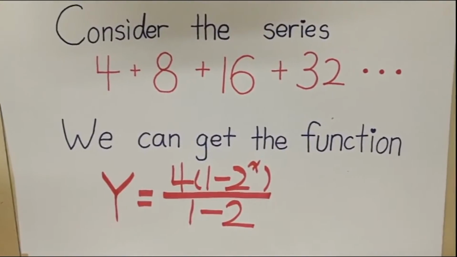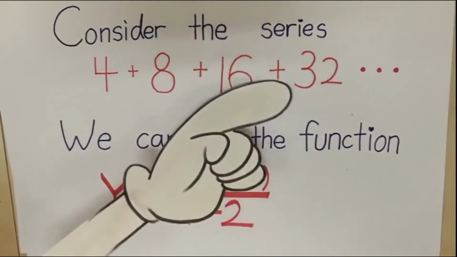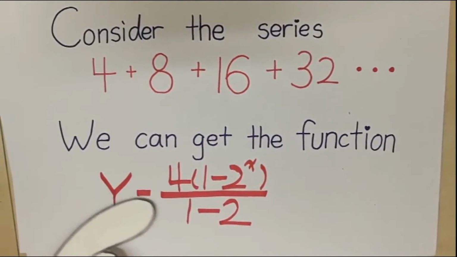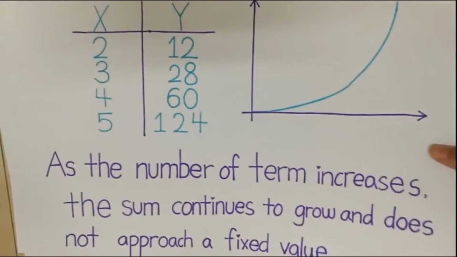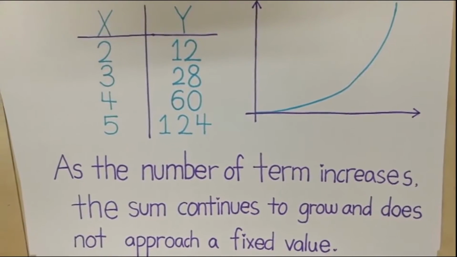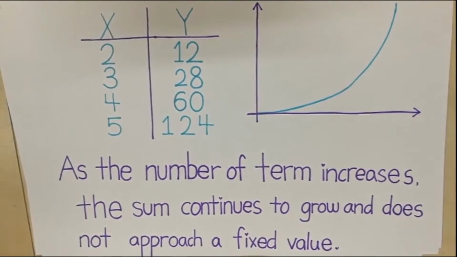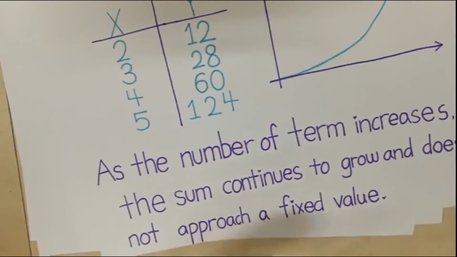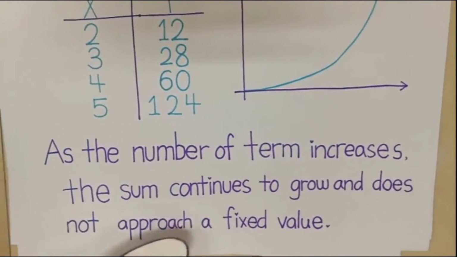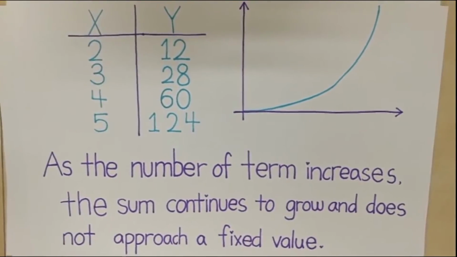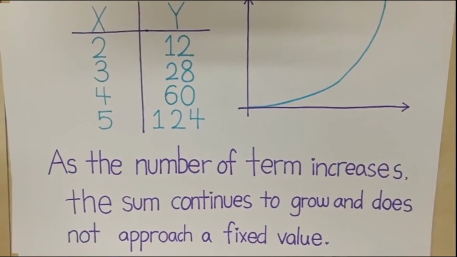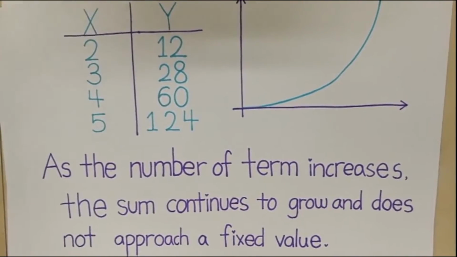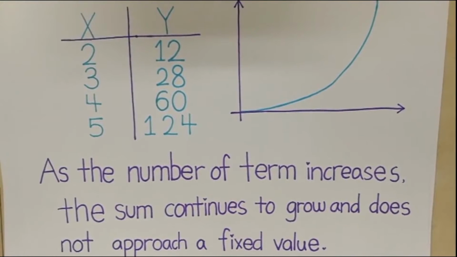Consider the series 4 plus 8 plus 16 plus 32, etc. Then we get a function y equals 4 times (1 minus 2^x) over 1 minus 2. After using the calculator, we can get these two graphs and know the value of this function continues to grow. As the number of terms increase, the sum continues to grow and does not approach a fixed number. We can get the definition of divergent series: a series with an infinite number of terms in which the sequence of partial sums does not approach a fixed value. Can you get it? Yeah.